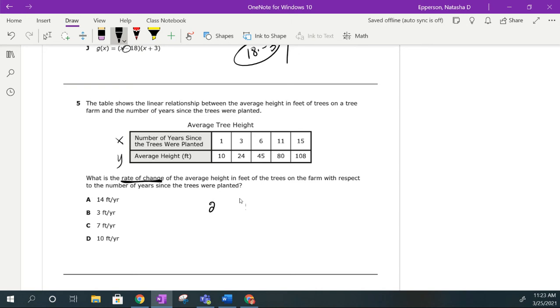This would actually be 24 minus 10 over 3 minus 1. 24 minus 10 would give us 14. And then 3 minus 1 gives us 2. So 14 divided by 2 gives us 7. So that's our rate of change. So our answer is going to be C.